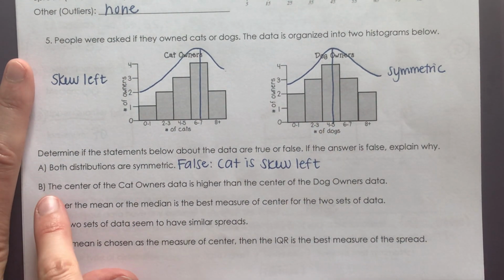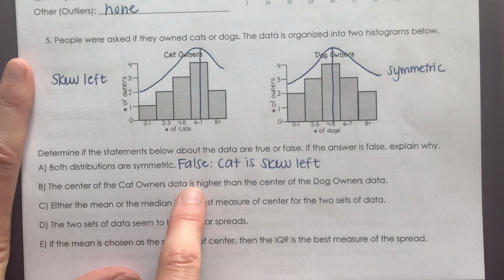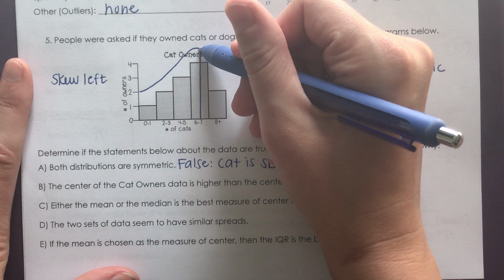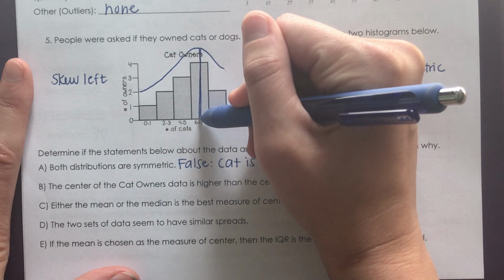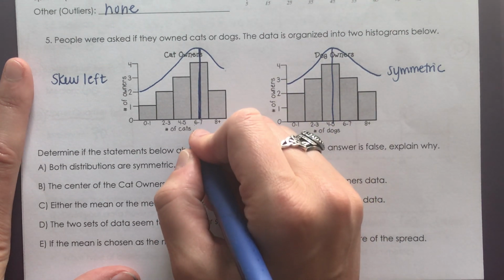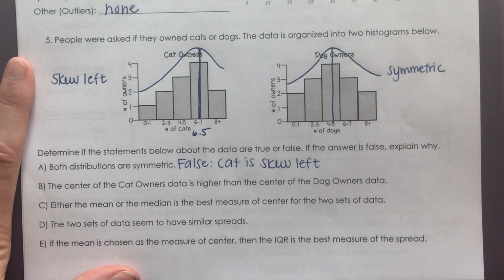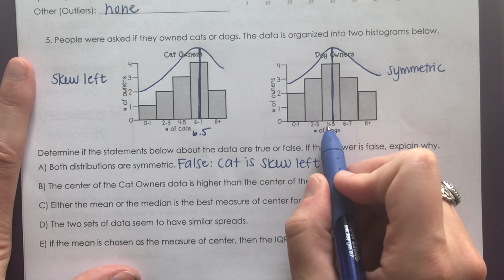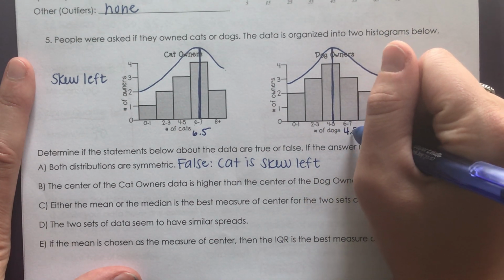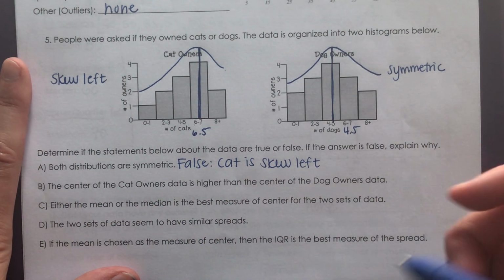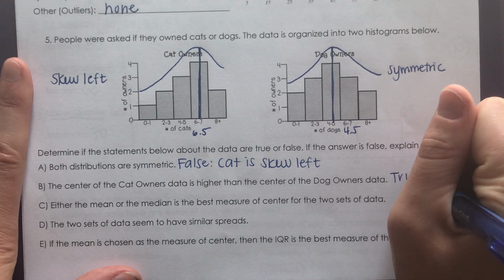Letter B. The center of the cat owner's data is higher than the center of the dog owner data. So the center is where your peak is. My center for the cat owners looks like it's between 6 and 7, so we'll call it 6.5. And then the center for the dog owners, again at the peak, looks like it's between 4 and 5, about 4.5. So the center for the cat owner data is definitely higher than the dog owner data, so that is true.